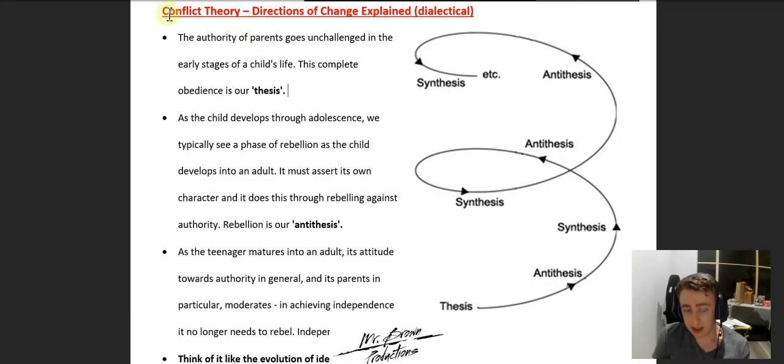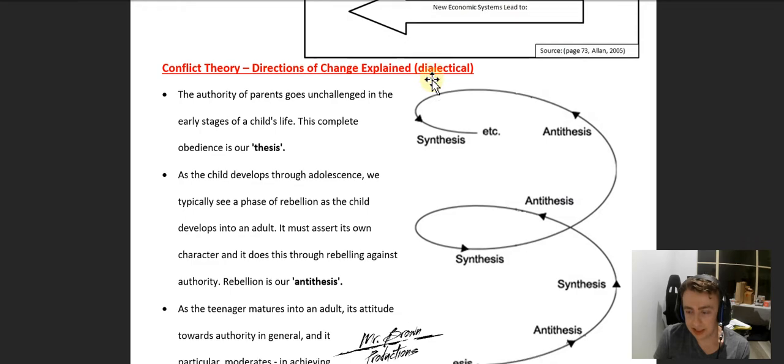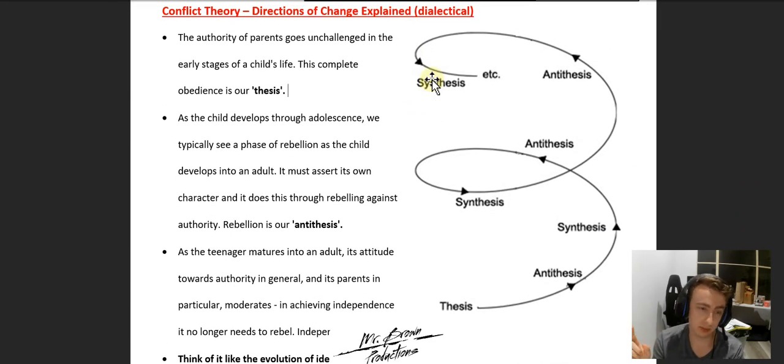And this leads us into the last point, which is the directions of change. So conflict theory is dialectical. Now you might be thinking, no, it's cyclical, Mr. Brown, because you keep saying the conflict repeats itself. So we know that dialectical change combines elements of cyclical and linear change, but it's a little bit different. The idea between dialectical change is that you have what's called a thesis, an antithesis, and a synthesis.